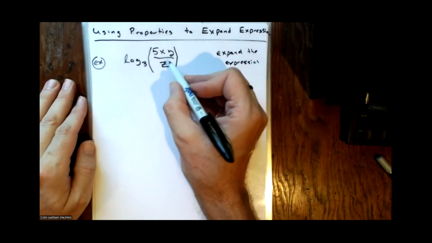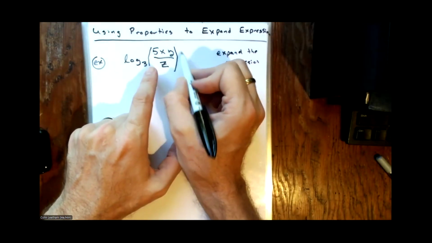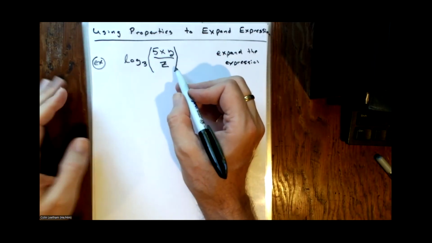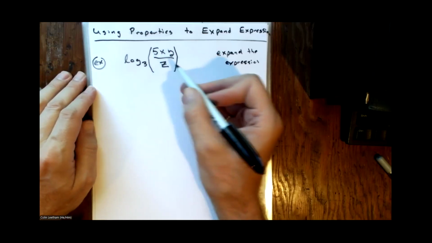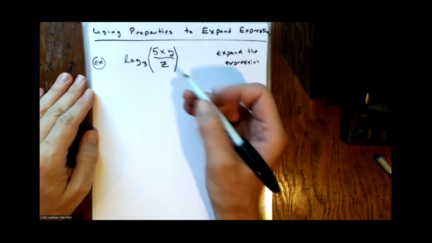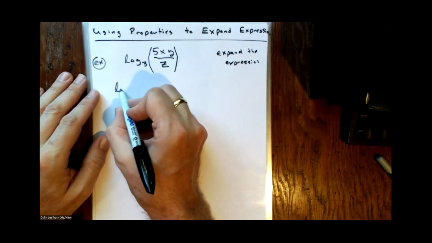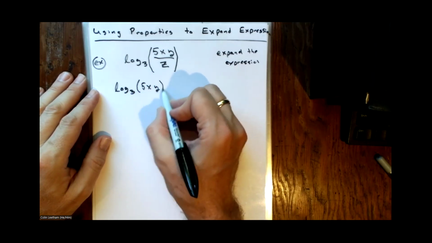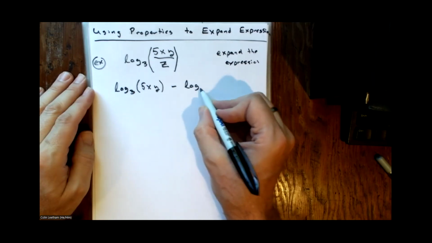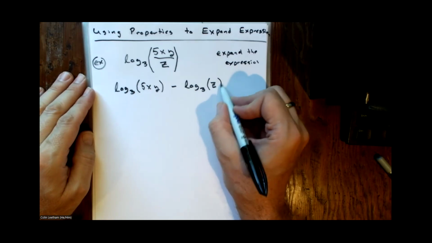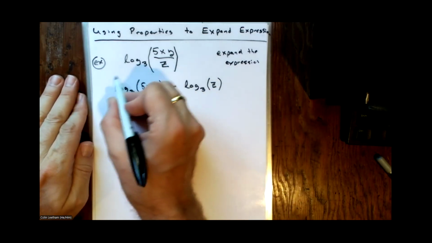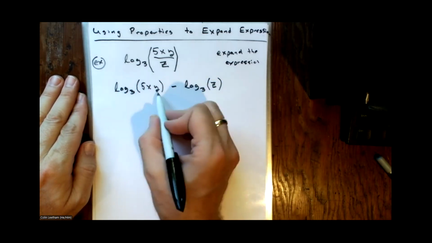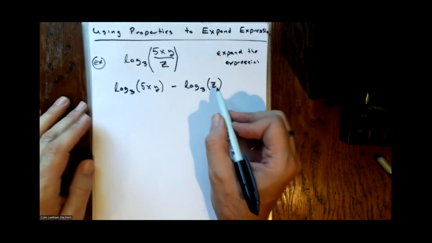With this, I'm going to note that I've basically got one expression divided by another. So I can just immediately think of this as division, which means I'm going to look at this as subtraction. So I'm going to separate this out and say, okay, this is going to be log base 3 of that 5xy minus log base 3 of that z. So now I see I've got my numerator and my denominator. Anything in my numerator is going to be plus, and anything in my denominator is going to be minus.